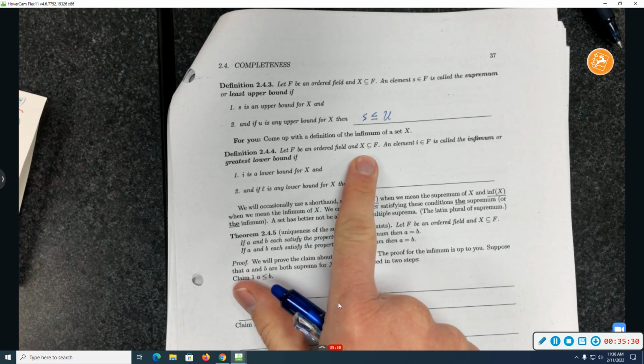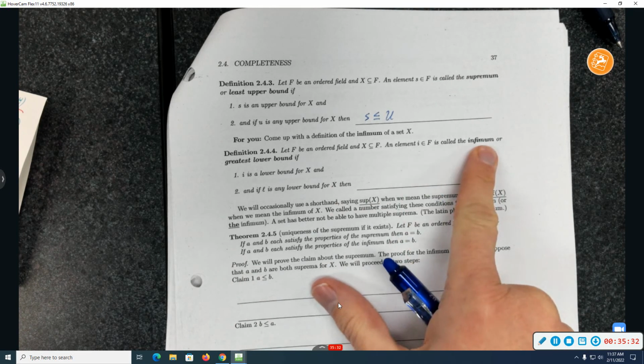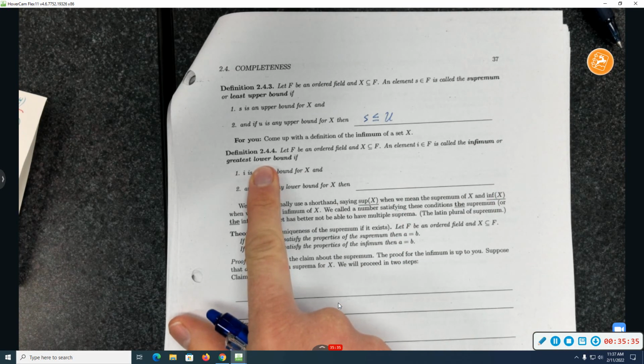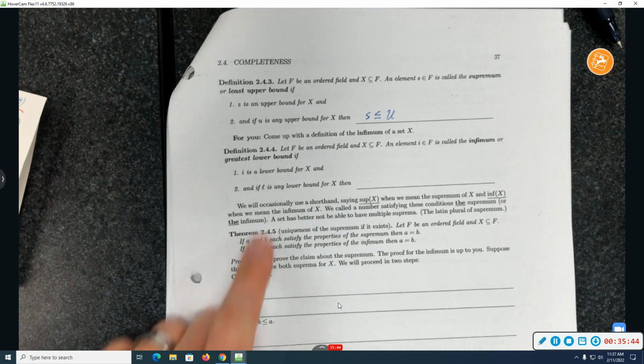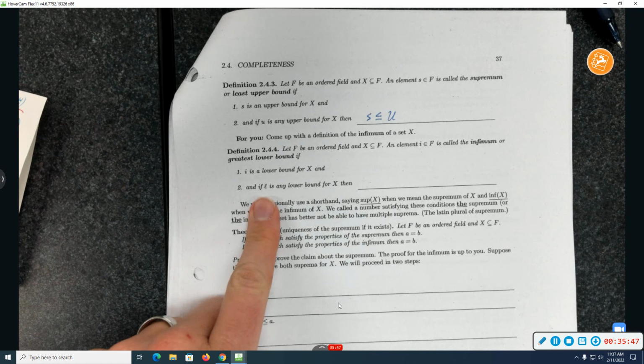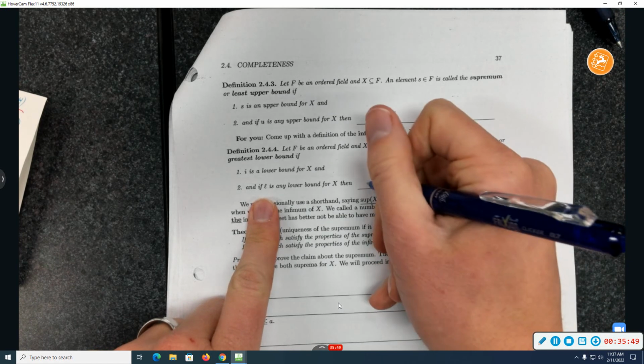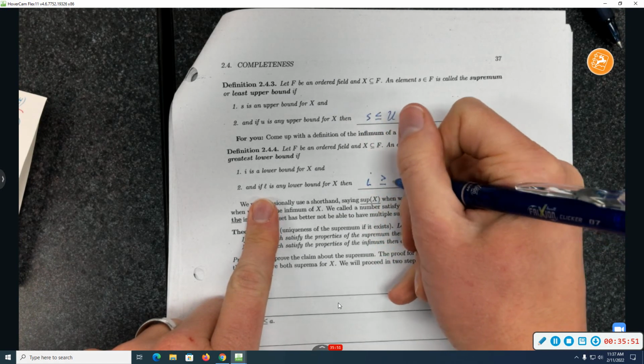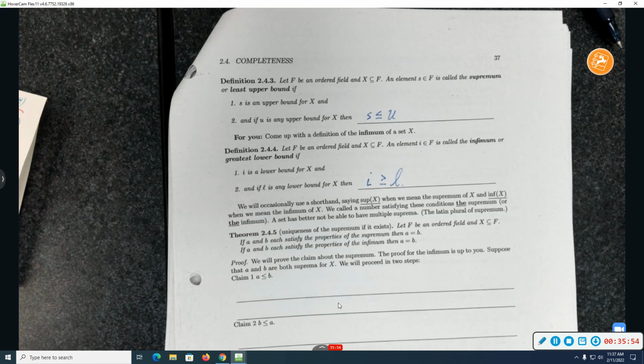Let F be an ordered field, X be a subset of F. An element I is called the infimum, or greatest lower bound. So if this were a class on complex analysis, calling something I would be a mistake. But this is not a class on complex analysis, so I'm perfectly fine calling a thing I. If I is a lower bound for X, and if L is any other lower bound for X, I is at least as big as L. I'll use shorthand with some frequency. Instead of saying the supremum of X, I'll say sup of X, or inf of X for the infimum.